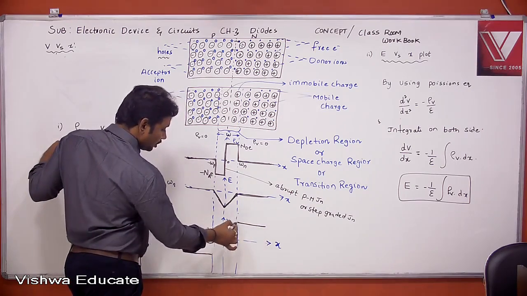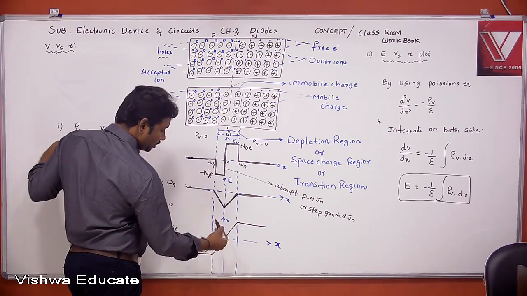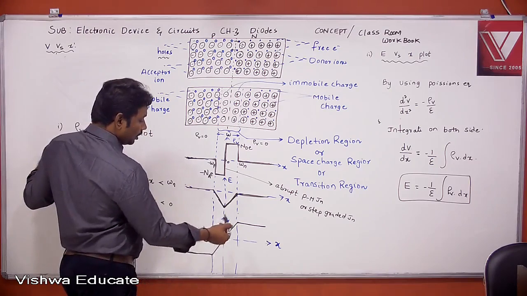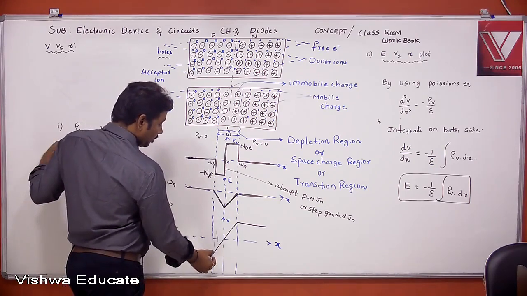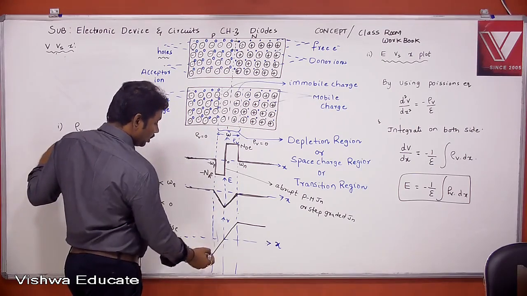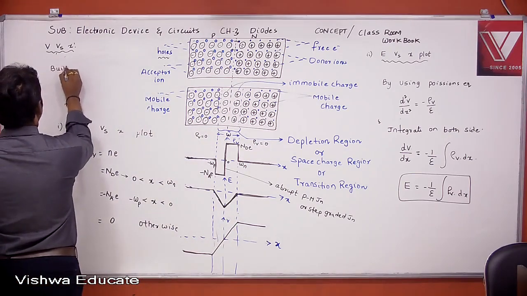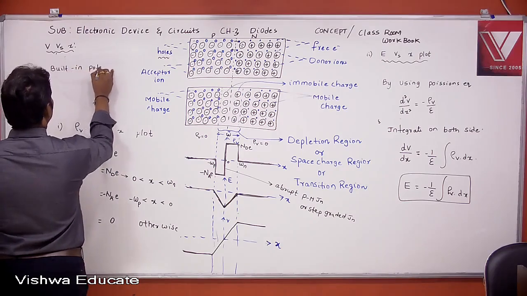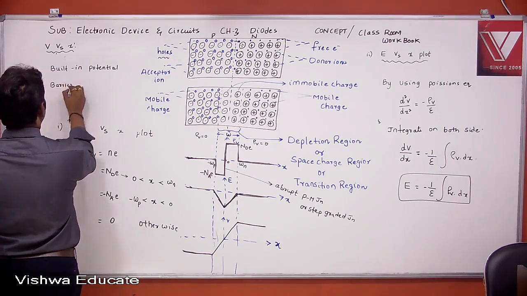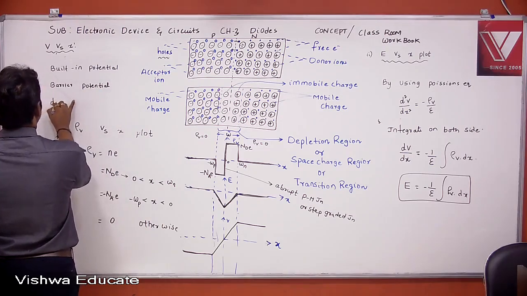But within a depletion region, the potential varies like this. This is the potential versus distance plot. Within a depletion region, the potential varies because of immobile charge carriers. This potential is called the built-in potential, or barrier potential, or diffusion potential.